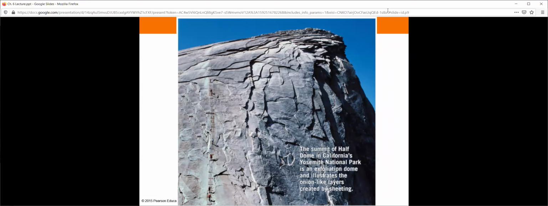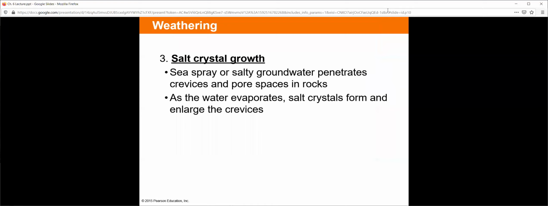This is a massive dome, by the way, in Yosemite. If you squint your eyes, look very close to the left of this rock, you can see people climbing up steps, right? So this is massive sheeting. This is a massive Pluton that has this onion-like structure on it.